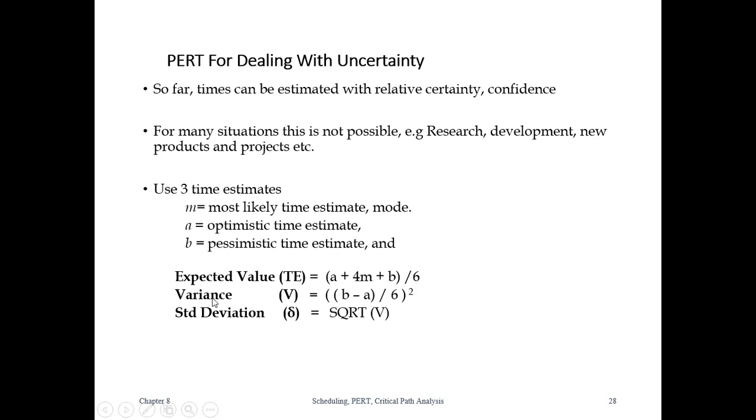In the same way, we can also calculate the variance. The variance is calculated by the equation: the pessimistic time minus the optimistic time, divided by 6, the whole to the power 2, or the square. So B minus A divided by 6, the whole square. Then the standard deviation is nothing but the square root of the variance.